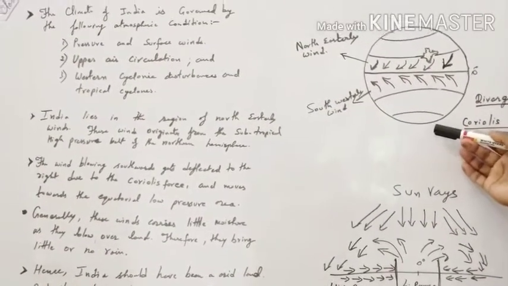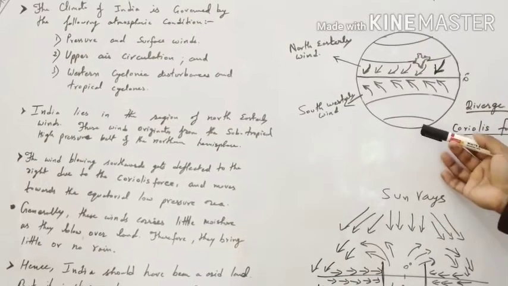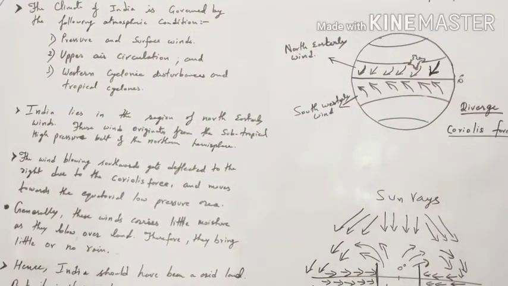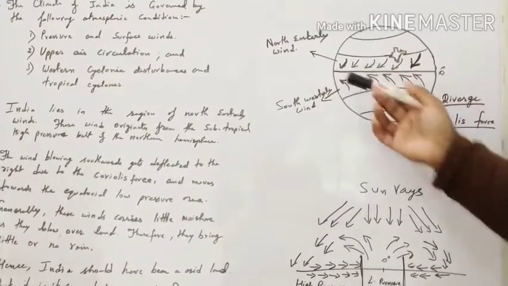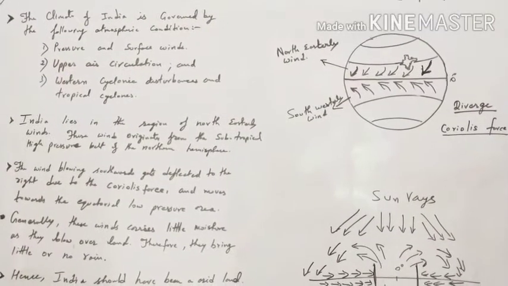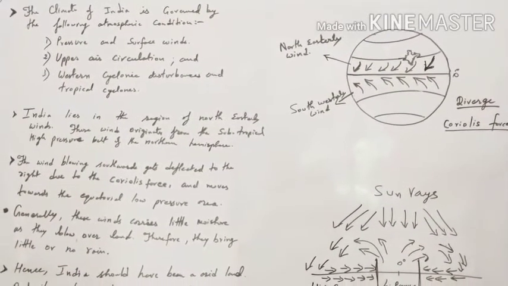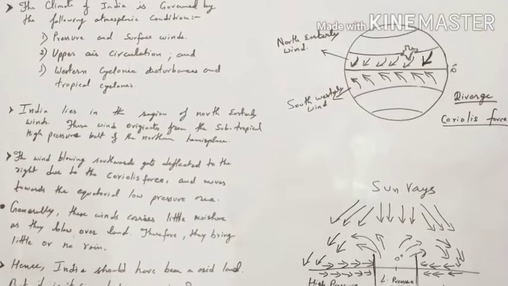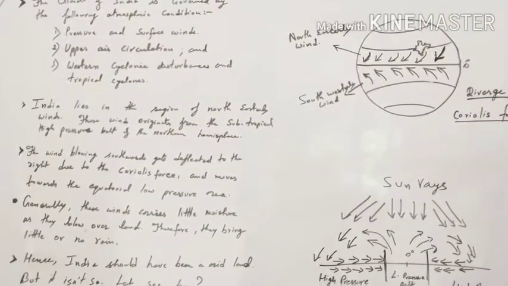From the southern hemisphere also, the high pressure belt wind is blowing towards the low pressure belt, and it is also getting diverted towards the right. And the main reason behind its diversion is the Coriolis force. Now you have understood this.